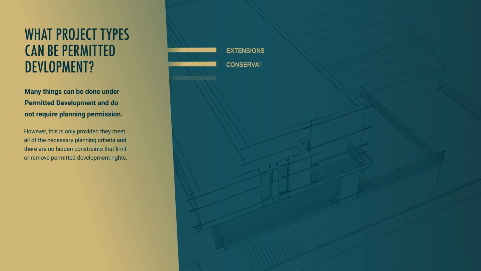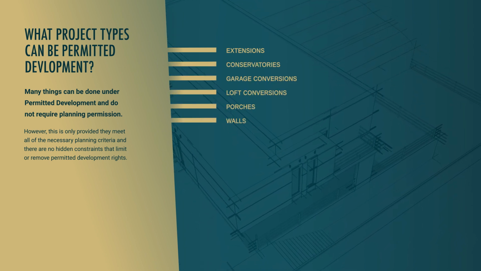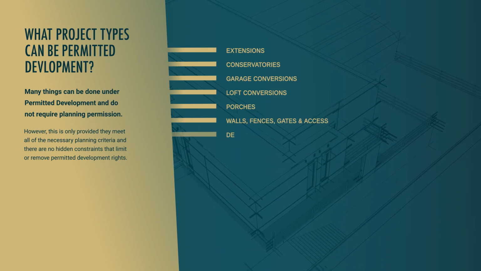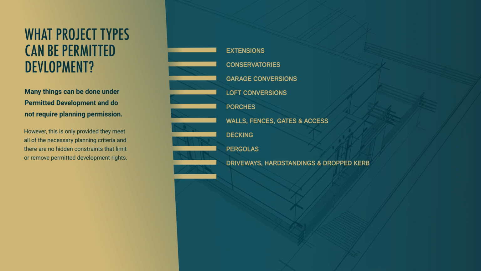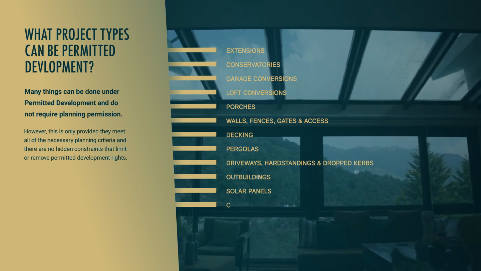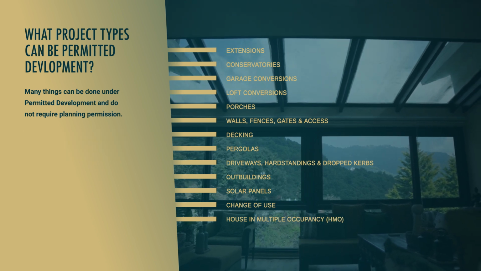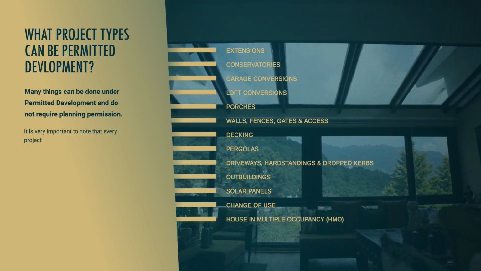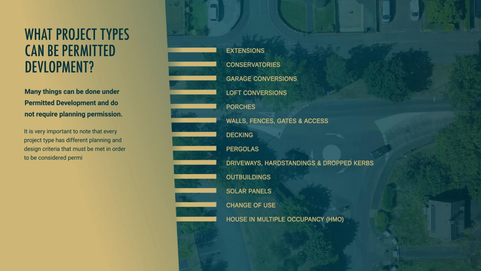Extensions, conservatories, garage conversions, loft conversions, porches, walls, fences, gates and access, decking, pergolas, driveways, hard standings and dropped curbs, outbuildings, solar panels, change of use, house in multiple occupancy or HMO for short. It is very important to note that every project type has different planning and design criteria that must be met in order to be considered permitted development.